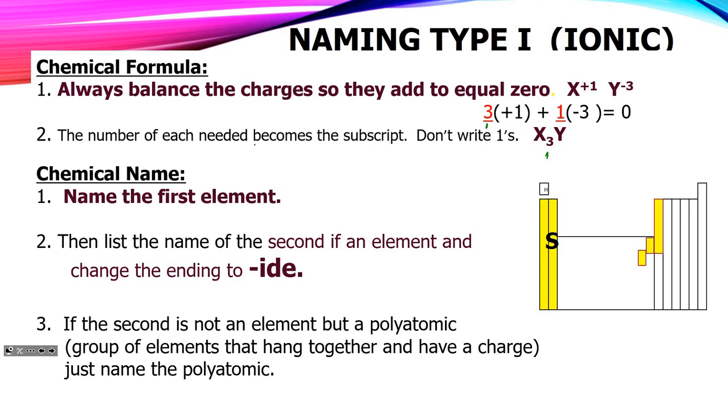When I go to name it, I name the first element, then I name the second element, but then I change the ending to IDE. You guys already know how to do this. Tell me the name of this. Sodium chloride, right? That's salt, sodium chloride. What did you do? You took sodium, Na, just named it. You took chlorine, which was the second part, and you changed the ending to IDE. So you already know how to do it. Just remember that that's how you do it.